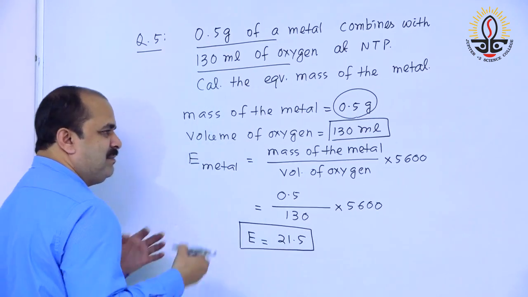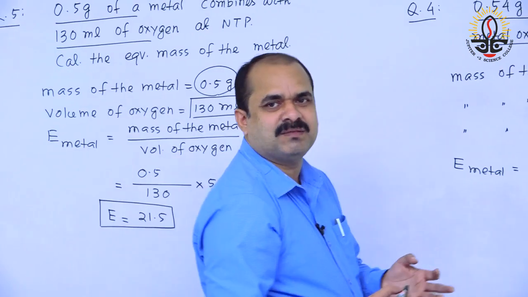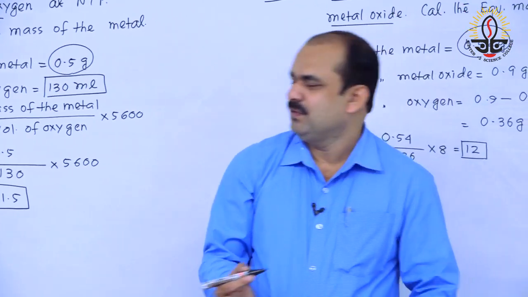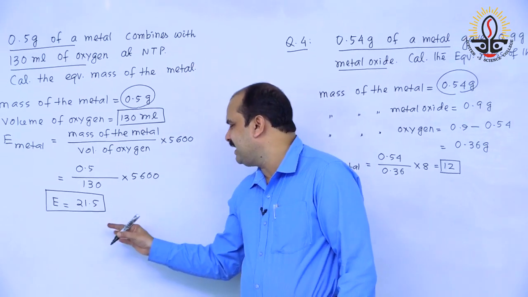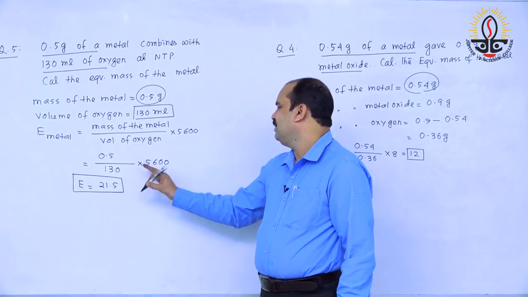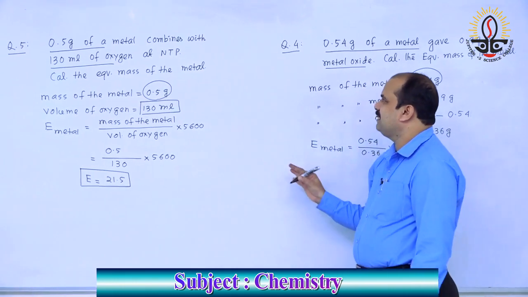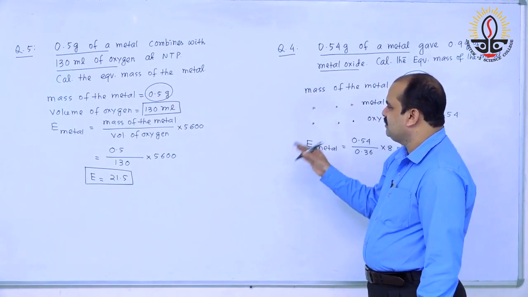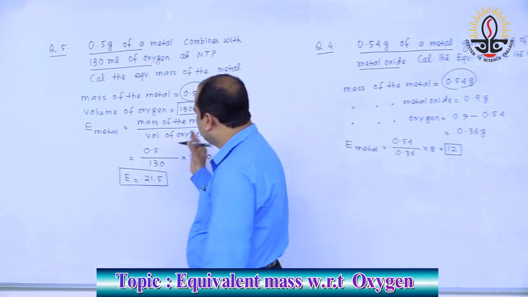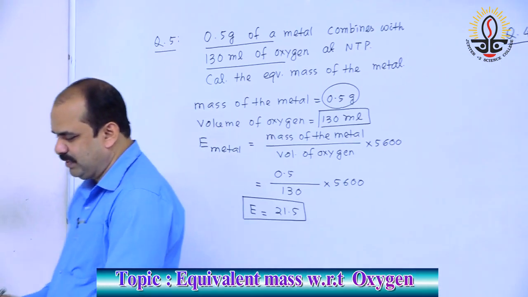So when grams are given, we have to find out the mass of the element per 8 gram. When volume is given, we have to find out with respect to 5600 ml. This is all about the equivalent mass of the metal or element with respect to oxygen. On the basis of this, I will give 2 homeworks.